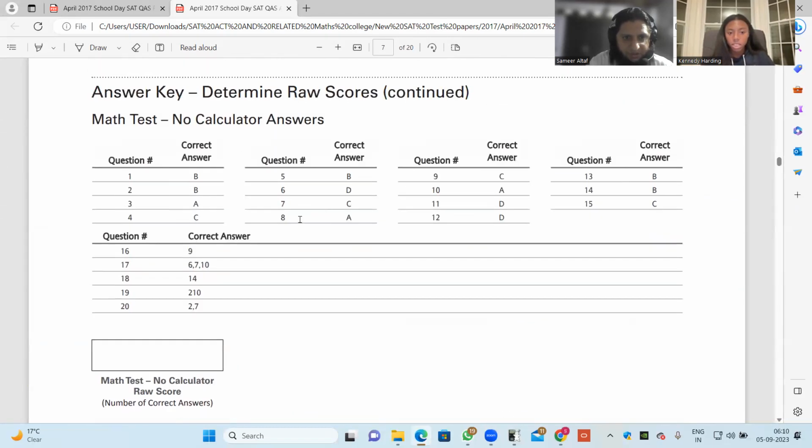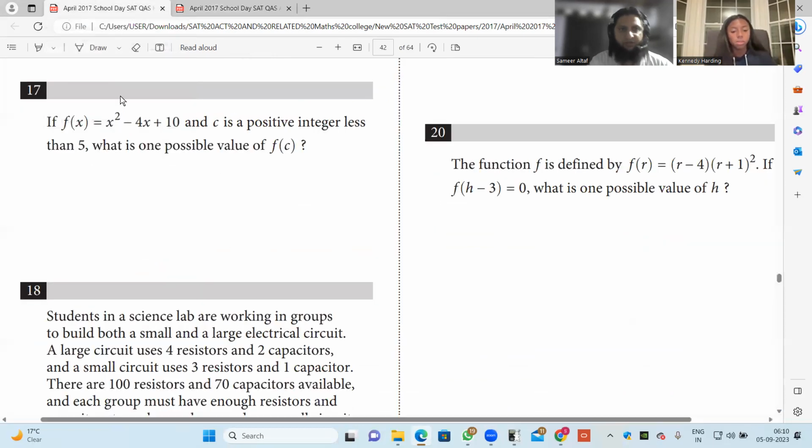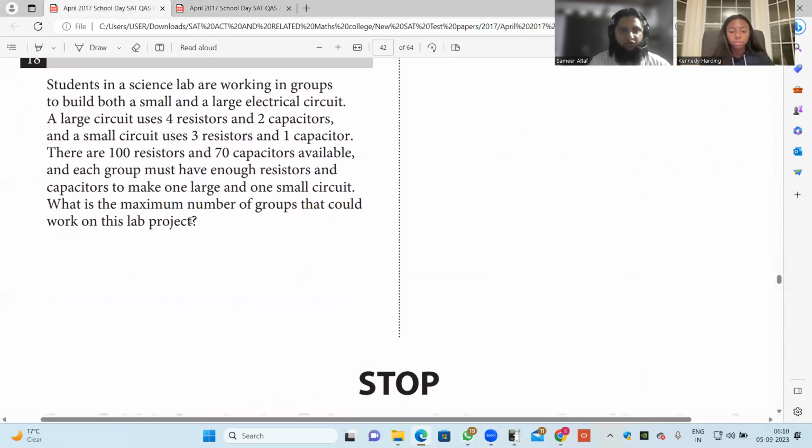See here, 6, 7, 10. We can have many answers. So you can plug in any one of them. Okay, so you can do anything here. Let's go for 18. We're having a big question here. What I do is I break it, understand it, move on to the next point. That's what you will do here.